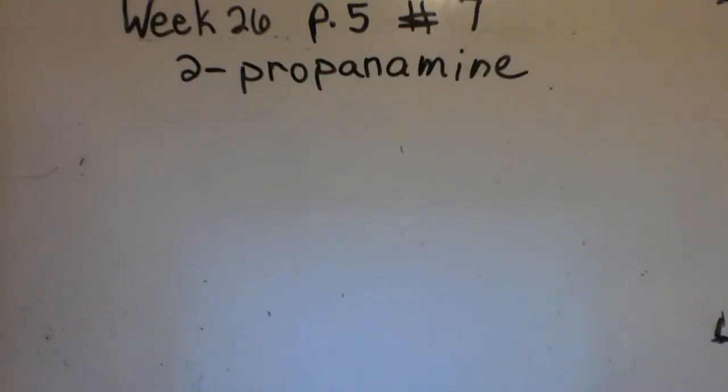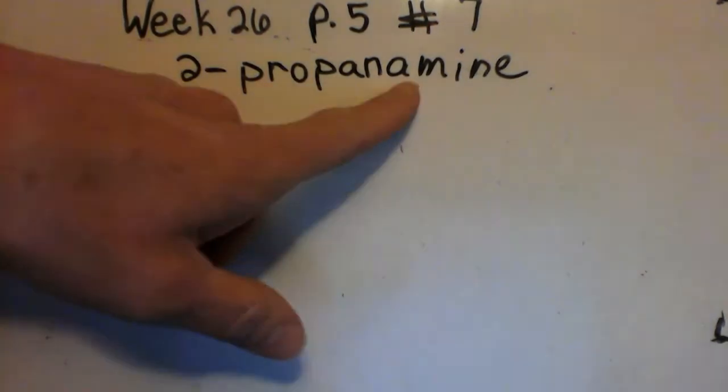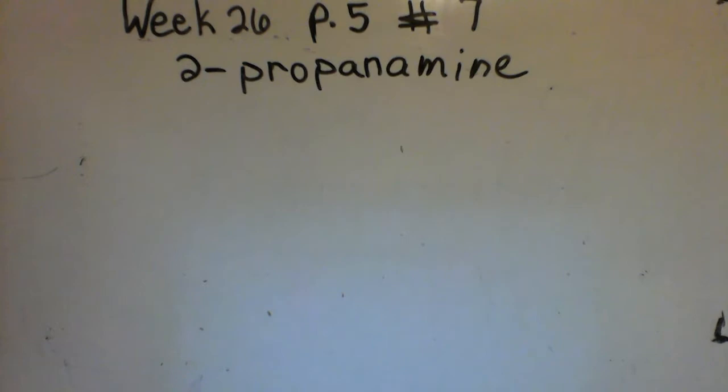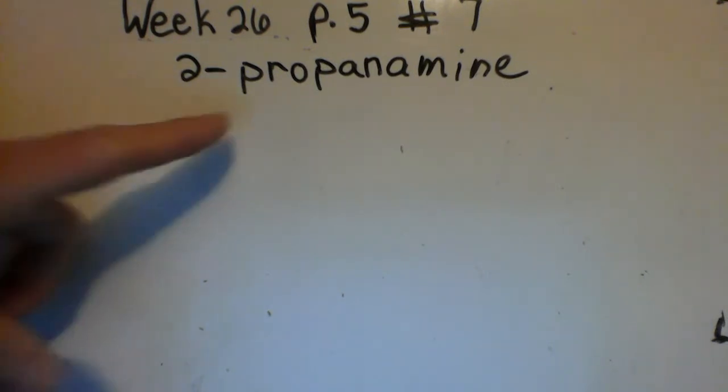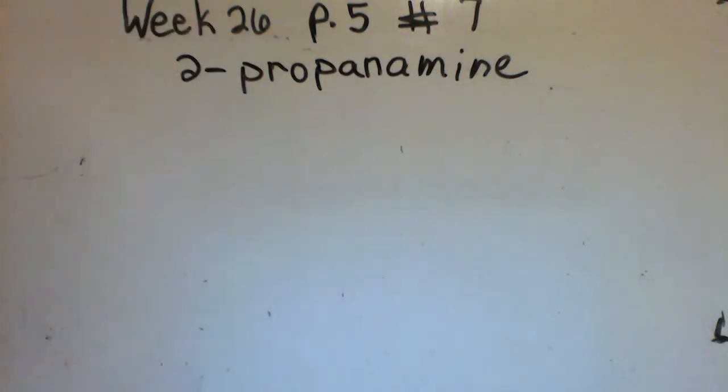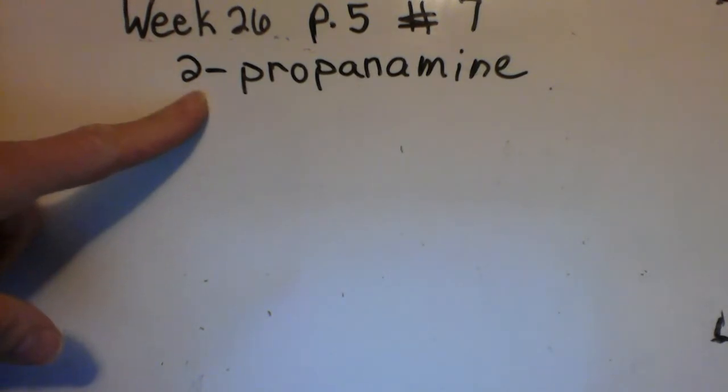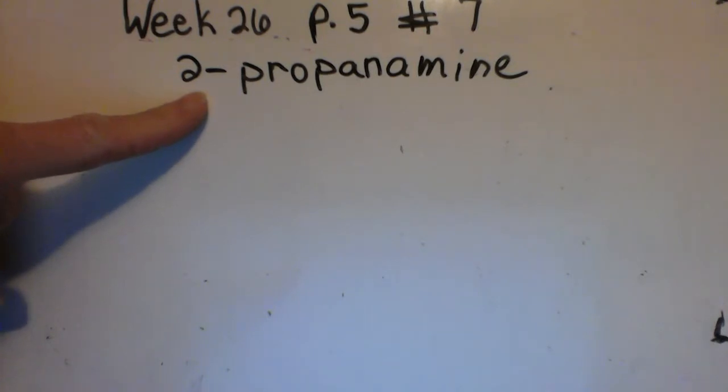Week 26, page 5, number 7. Write the condensed structure for 2-propanamine. So we see the amine ending, which tells us that there's going to be an amino group, which is NH2. And we have the root prop, which means 3. So there'll be 3 carbons in the chain. And the number 2 tells us that the amino group is attached to the 2nd carbon.